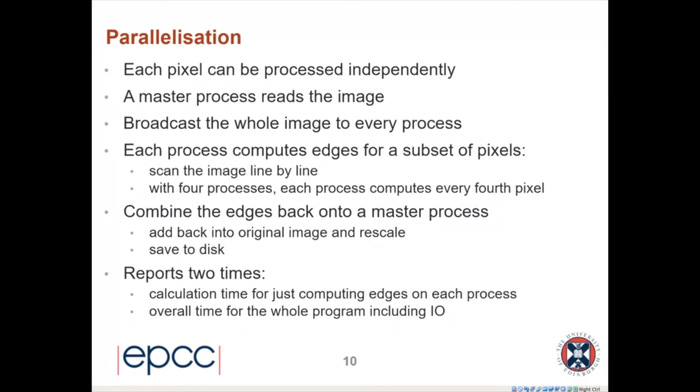And the important point is that the program reports 2 times. The calculation time for just computing the edges on each process, and that's a parallel operation. So if we double the number of processors, we expect the time to halve, because if we have 2 processors, each processor is working on half the image. If we have 4, they're each working on a quarter of the image. So we'd expect the performance to scale linearly with the number of processes. However, we have some I/O, which is reading the data in, distributing it, collecting it back, and then writing it out again. And that is done by a single processor.